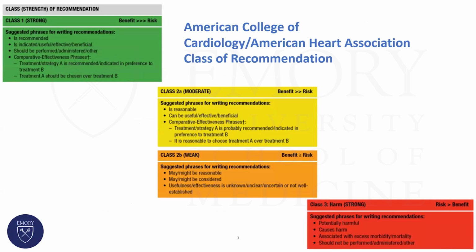In the middle, there's class 2A, where the benefits through observation and in some registries suggest that it is more useful and beneficial than the risk, whereas class 2B, there's weak evidence that sometimes the risk is greater than benefit, or benefit may equal risk. And in these cases, it may be reasonable, should be considered, or may not be considered, and that's a class 2B. And without much ado, I'll go on to Abhi, and we'll stop sharing, and so Abhi can start now.